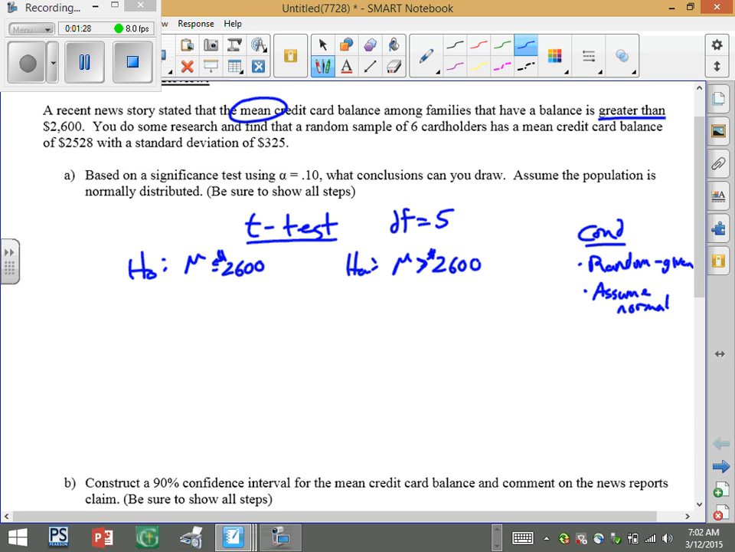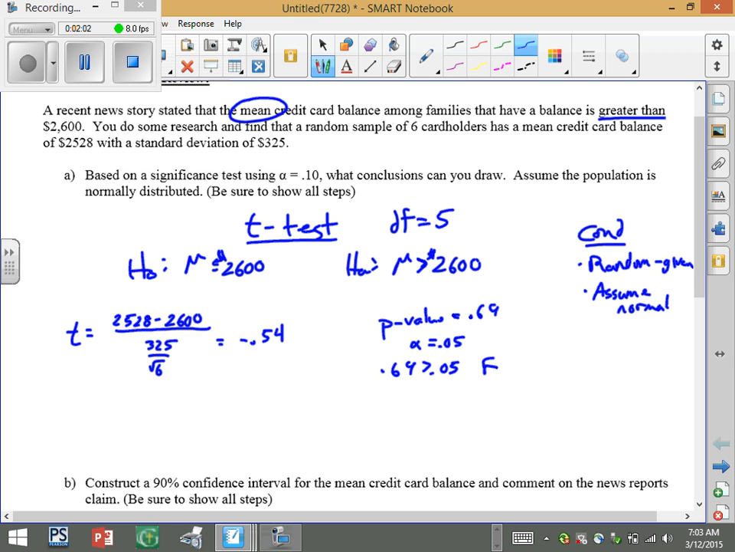and when all is said and done, so t equals, so the observed x bar was $2,528. The predicted should have been 2,600. The standard deviation for us is 325, and we go over the square root of n. All that stuff is equal to negative 0.54. I have a p-value that equals 0.69, which tells me at an alpha level 0.05, right? 0.69 is greater than 0.05, so you're going to fail to reject the null.